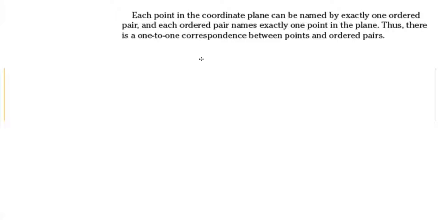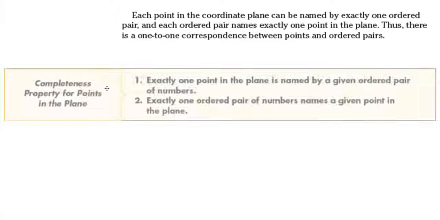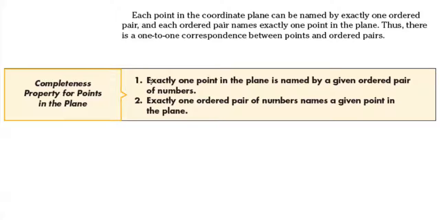Each point in the coordinate plane can be mapped by exactly one ordered pair, and each ordered pair names exactly one point in the plane. Thus, there is a one-to-one correspondence between points and ordered pairs, which brings us to the completeness property for points in the plane. Number 1, exactly one point in the plane is named by a given ordered pair of numbers. And number 2, exactly one ordered pair of numbers names a given point in the plane.